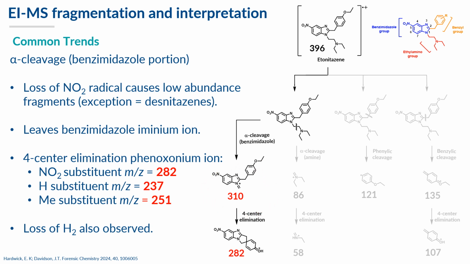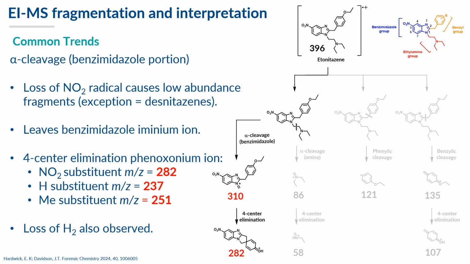Now, the reason these peaks are so low in abundance is the loss of the nitro group in favor of the stable nitro radical, and for this reason, nitro molecular ions and intermediates may not always show up. The loss of the nitro radical is the reason the molecular ion of most nitazenes is almost non-existent, while desnitazene analogs, such as the 5-methyl and the hydrogen substituted analogs, tend to have observable molecular ions.